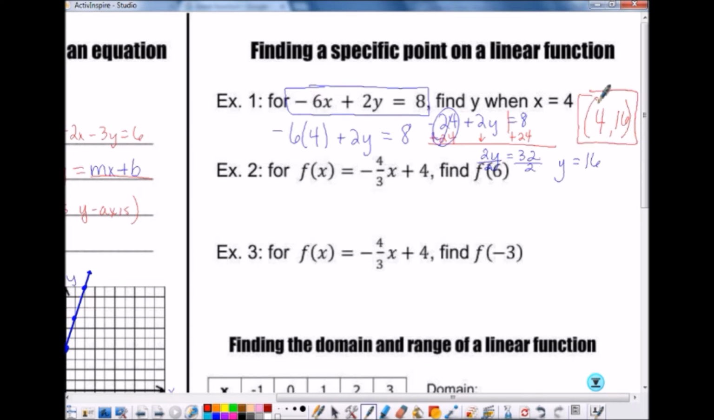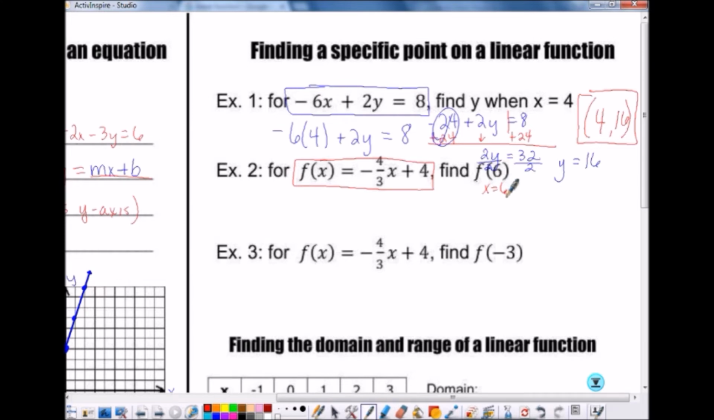Let's take a look at example 2. Now we're going to write it in what we call function notation, but it's still going to be the same thing. I have the equation f of x equals negative 4/3 x plus 4. I want you to find the actual point when f is f of 6. So that just means when x equals 6, I want to find the answer.